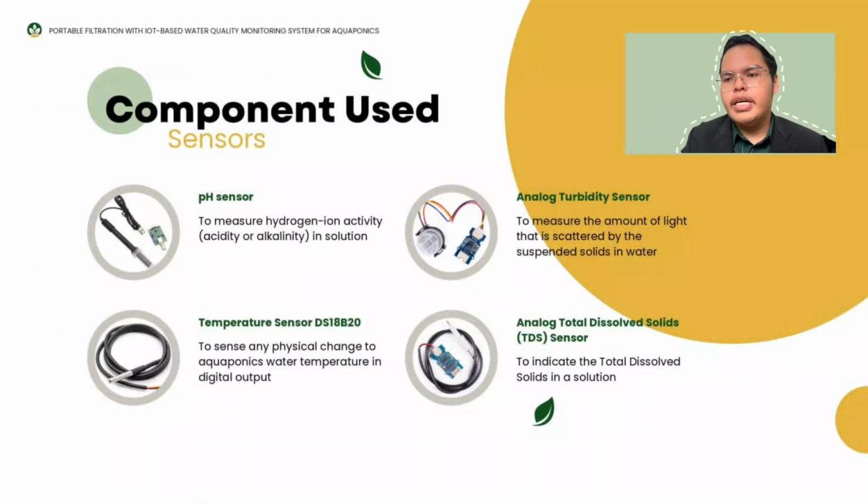And this is a component for the sensors: a pH sensor to measure hydrogen ion activity, pH level; a temperature sensor to sense any physical change to the aquaponics water temperature in digital output; an analog turbidity sensor to measure the amount of light that is captured by the suspended solids in water; and the last one, the analog total dissolved solids TDS sensor to indicate the total dissolved solids in a solution.